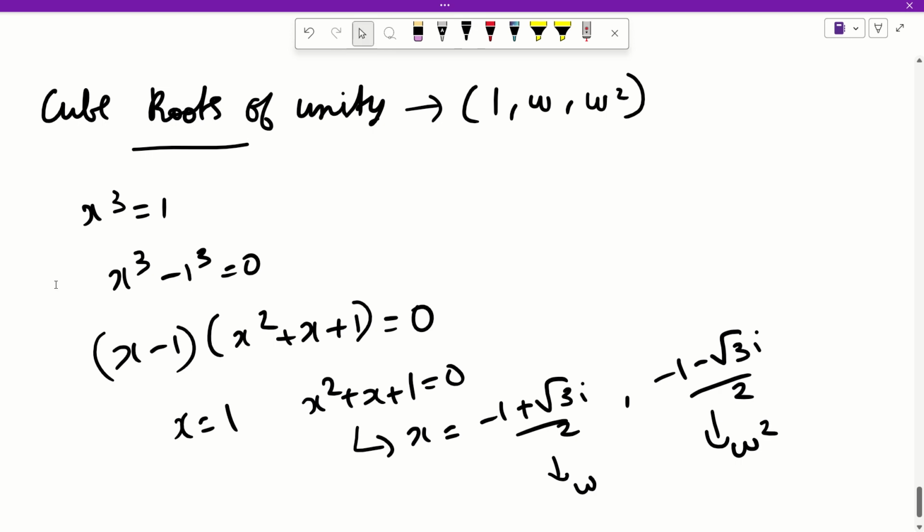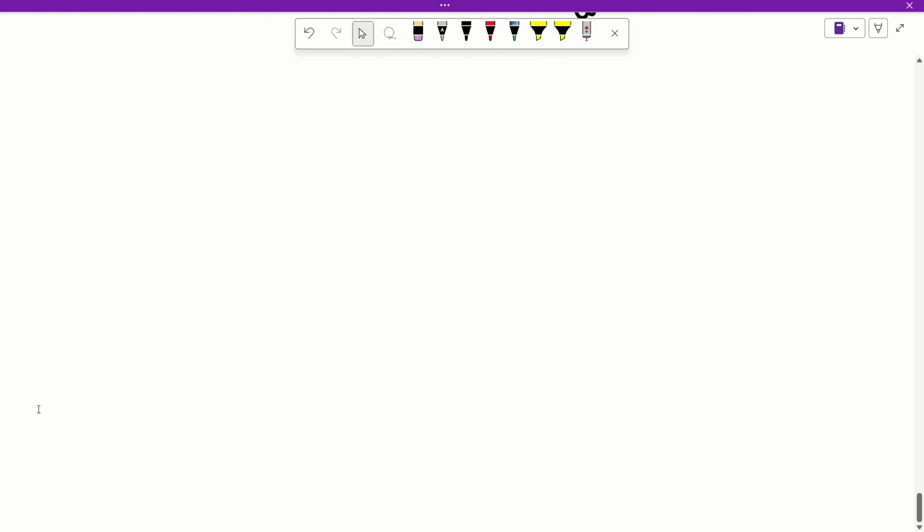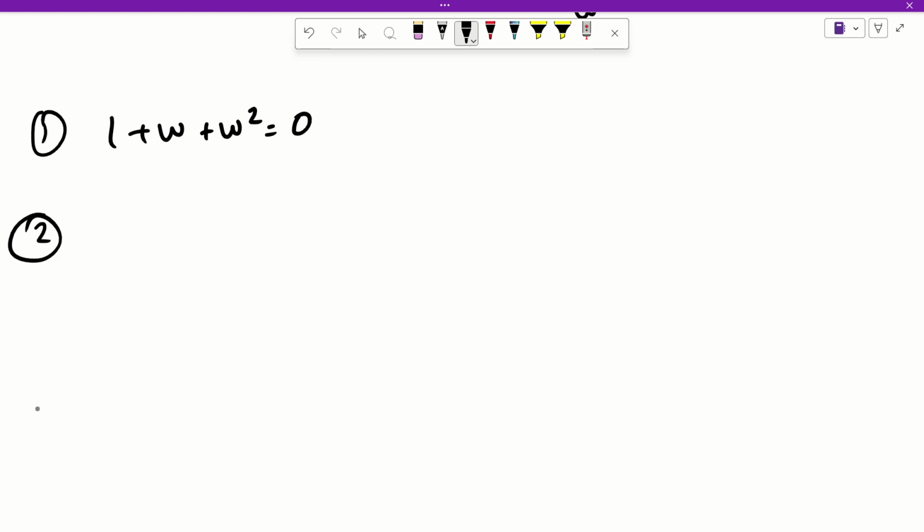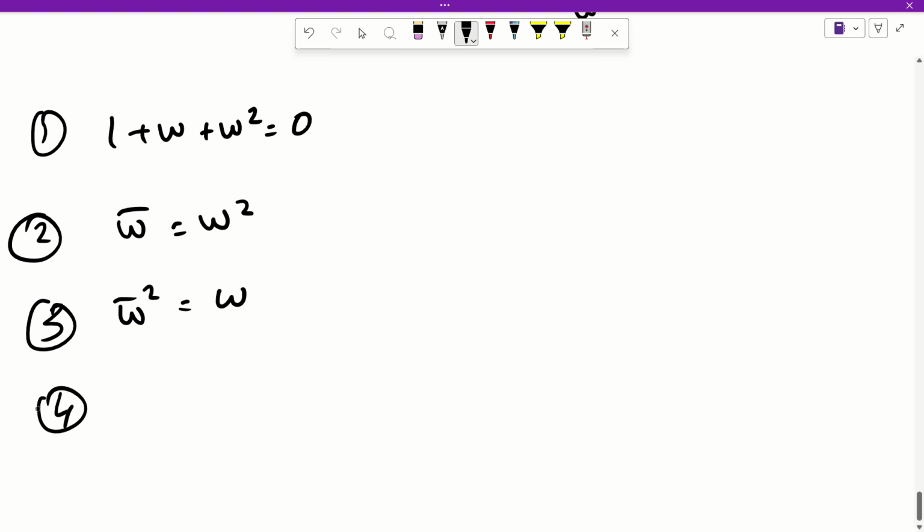Okay. Now let us write down some properties of cube roots of unity. First property is 1 plus omega plus omega square equal to 0. Second property, omega bar equal to omega square. Third property, omega bar square equal to omega. Fourth property, mod omega equal to mod omega square equal to 1. Fifth property, omega cube equal to 1. Okay, that's it about cube roots of unity.